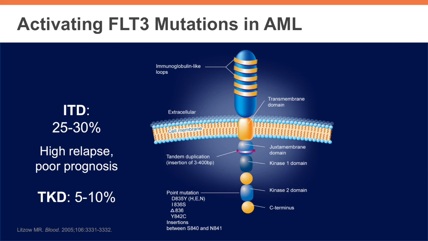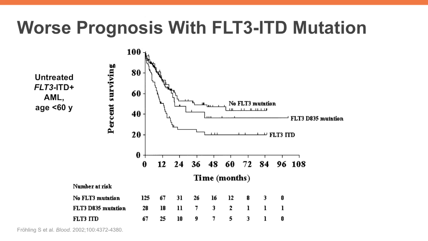They occur in anywhere from 25 to 30% of patients and are associated with higher relapse rates and generally poor prognosis. FLT3 tyrosine kinase domain mutations at D835 are associated with aggressive disease biology, but not a higher relapse rate. The overall survival of patients with FLT3 mutations as compared to patients without FLT3 mutations is shown on this Kaplan-Meier curve from a German cooperative group trial from the early 2000s. As you see, FLT3 ITD has a worse prognosis than either patients with wild-type FLT3 or D835 tyrosine kinase domain mutation.